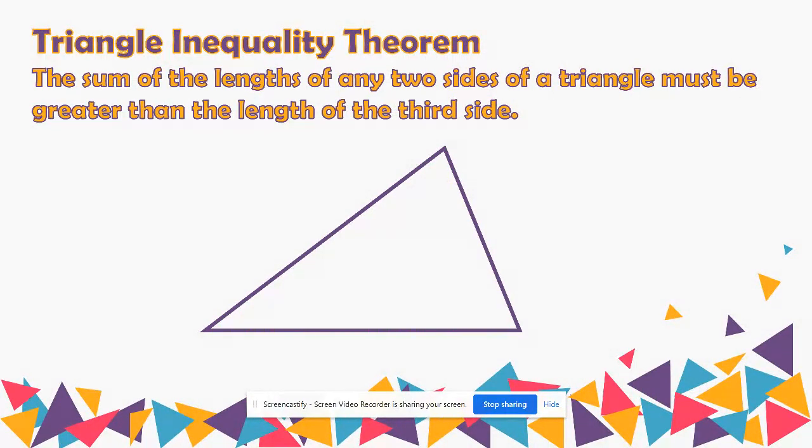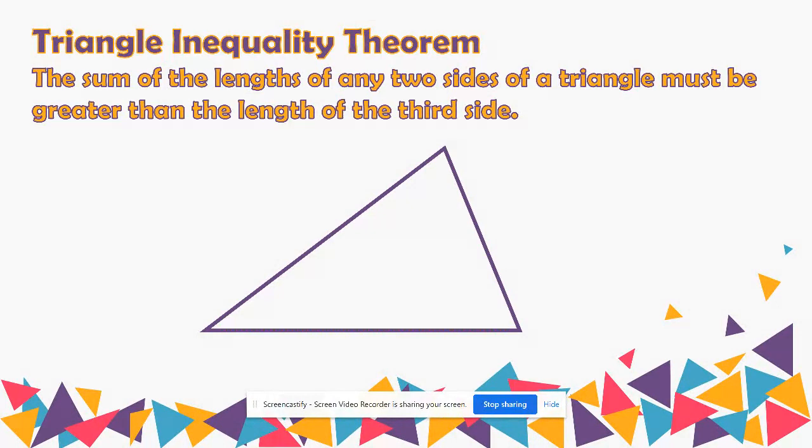All right, next one, you may have learned this too, but this is a little less familiar. This is the triangle inequality theorem. And this says if you add together any two sides of a triangle, the sum, the total you get, has to be bigger than the length of the third side.